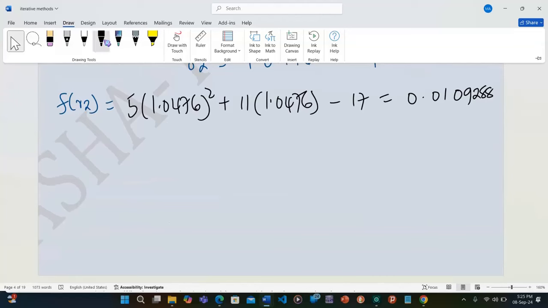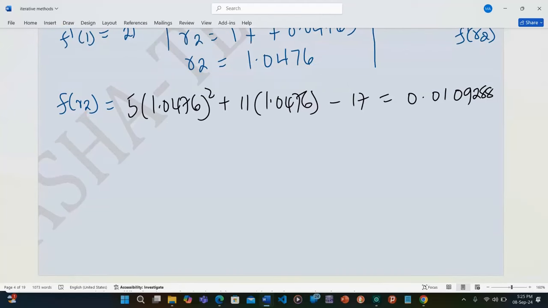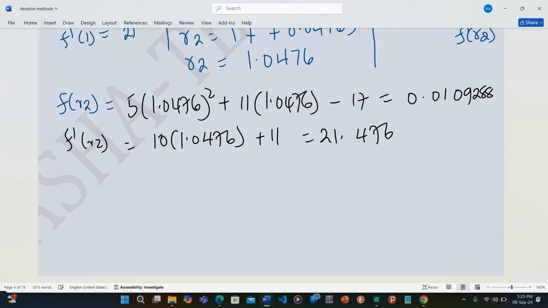Then we need to get f prime of R2. We said it is 10x plus 11, so 10 into 1.0476 plus 11. So 1.0476 times 10 plus 11, and our answer is 21.476.